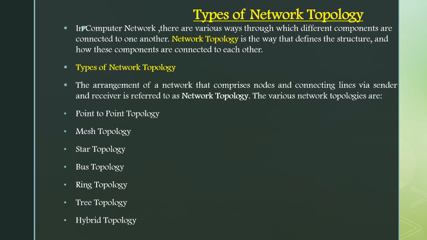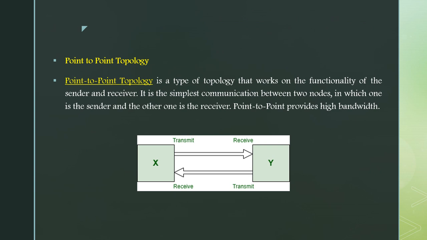Types of network topology. In a computer network, there are various ways through which different components are connected to one another. Network topology is the way that defines the structure and how these components are connected to each other. The arrangement of a network that comprises nodes and connecting lines via sender and receiver is referred to as network topology. The various network topologies are point-to-point topology, mesh topology, star, bus, ring, tree, and hybrid topology.